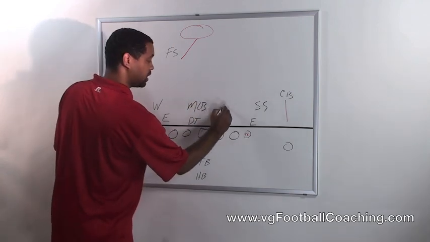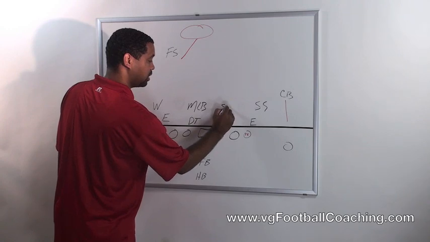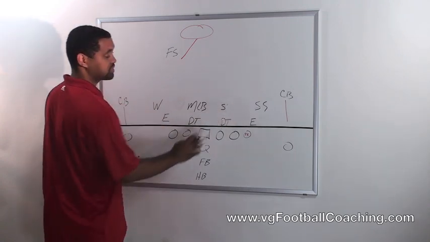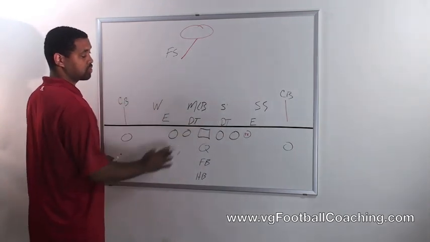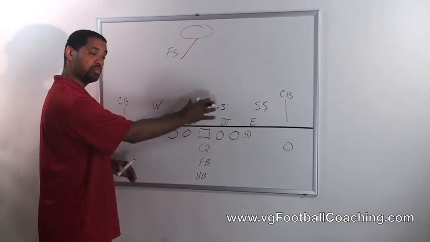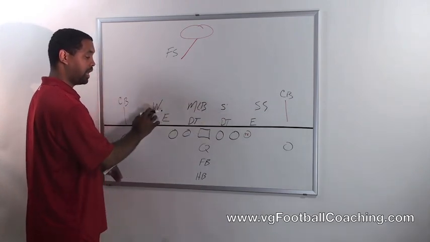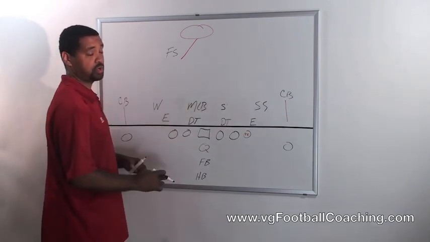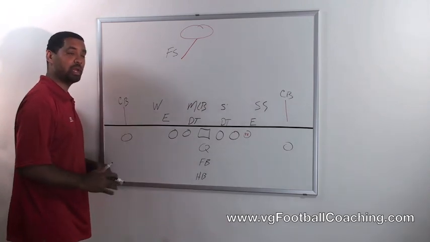Have my strong side linebacker line up over top of this D tackle. What you're doing is giving a stack front up the middle, and we have outside protection by both the strong safety and the weak side linebacker.